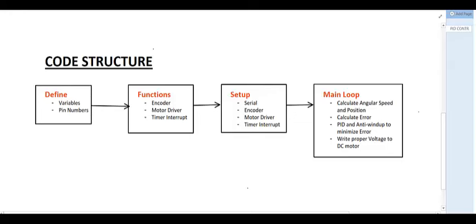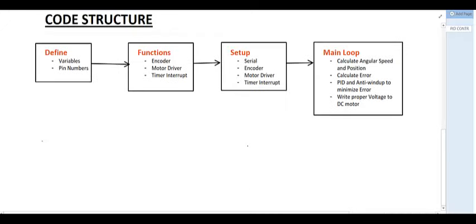So we're going to calculate the actual angular speed and the position. We'll also define the trajectory of our speed and position in this loop. And we'll basically calculate the error, the difference between those two. And we'll basically minimize the error using the PID and the anti-windup formulation. And that error will basically go to the voltage, which will be written to the driver that will control the DC motor. So let's go over the PID controller.